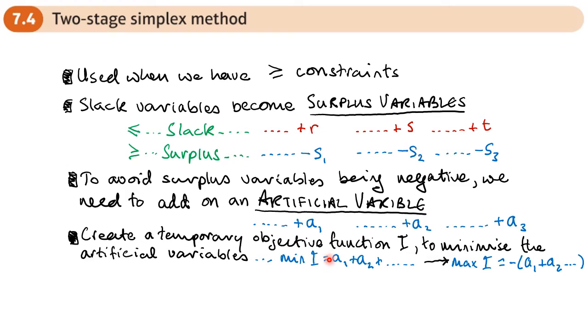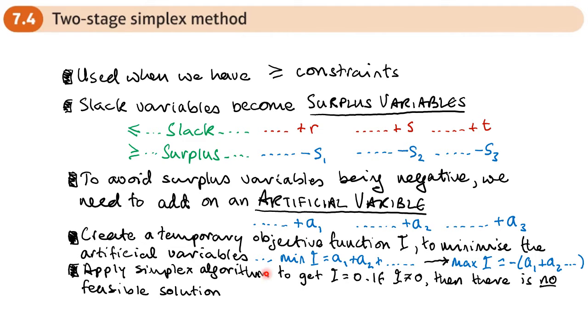Now we know that when we apply the simplex algorithm, what we would do is to multiply this by -1, so it becomes a maximizing problem. So this will be maximizing the negative sum of the artificial variables. The next step would be to construct our tableau, apply the simplex algorithm to get I equal to 0. And if I does not equal 0, then there is no feasible solution. Now, these steps here are what we call the first stage or the first phase of the simplex method.